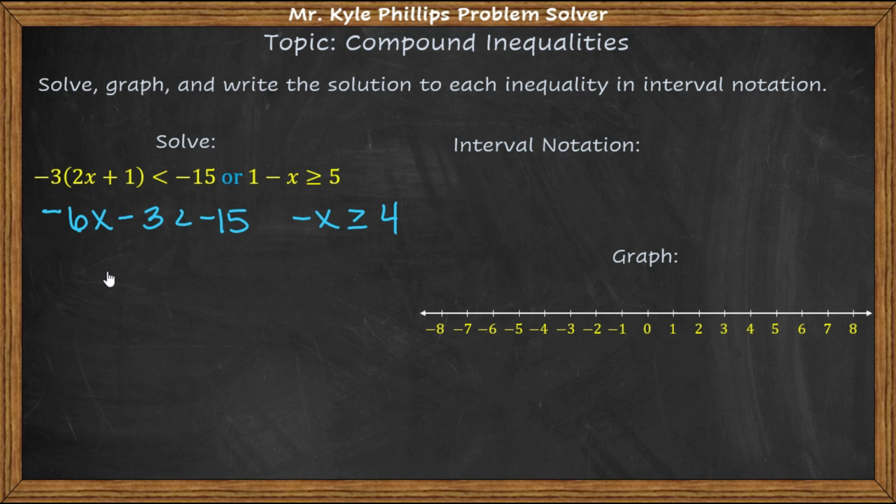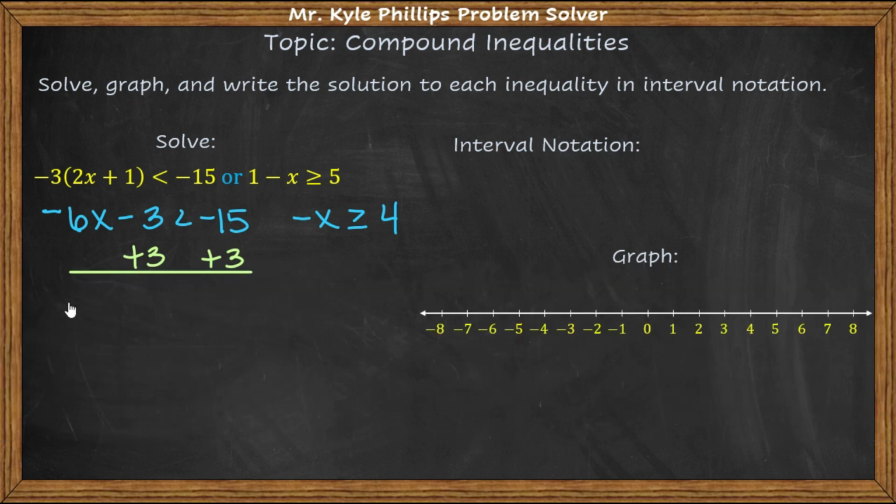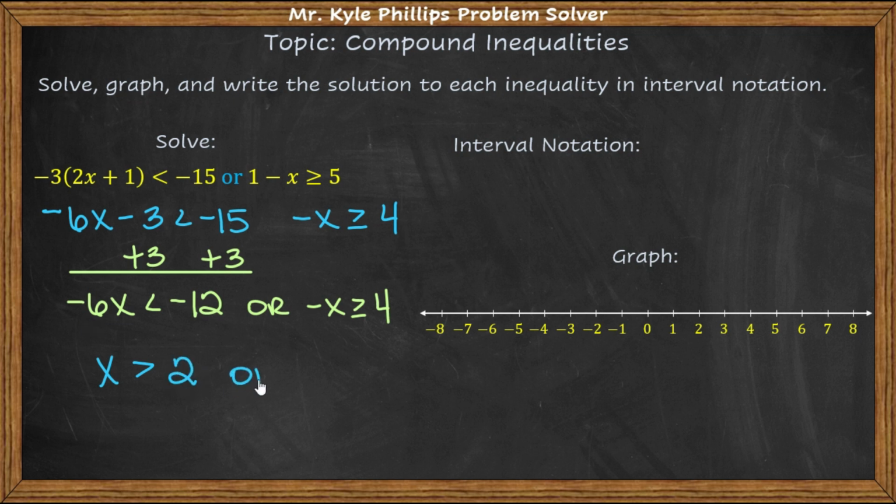So here we're going to add 3. And we have -6x is less than -15 plus 3, which is going to be -12. And then this is not changing. So here, or -x is greater than or equal to 4. So here I'll divide by -6. And remember, when you divide by a negative, your inequality will then change. -12 divided by -6 is +2. Here, x will be less than or equal to -4.